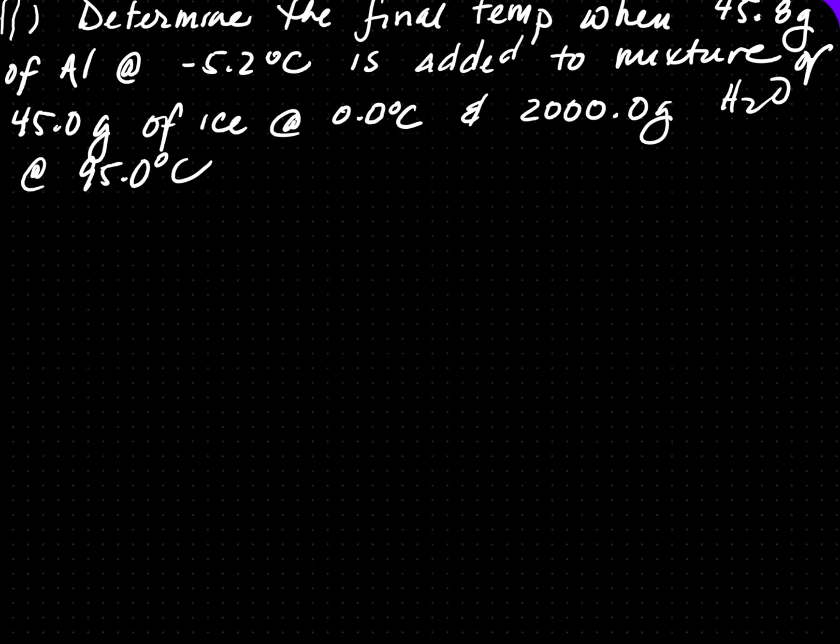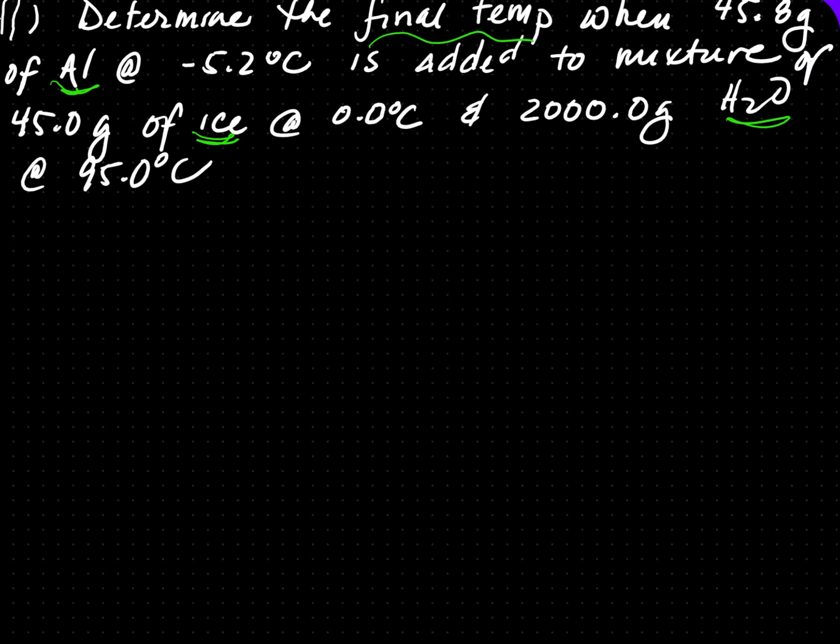This is number 41 from your packet. We already solved this in class together. Try it again. Pause the video, solve it, and then check your answer. This problem is also a Q hot, Q cold. In this case, we have three substances. We have aluminum, we have ice, and we have water. We are looking for the final temperature.